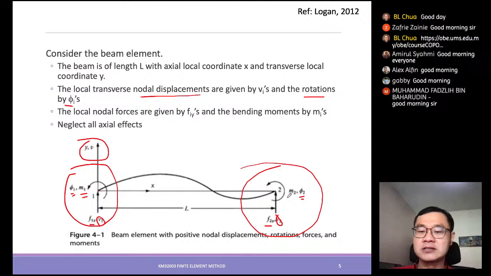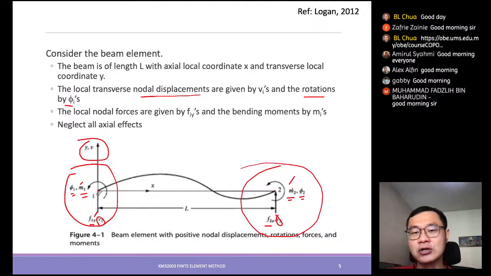So there are 2 types of load itself: there is a moment and a force acting at node 1. Similarly, there are a force and a moment acting at node 2 that cause those displacements as well as rotations.